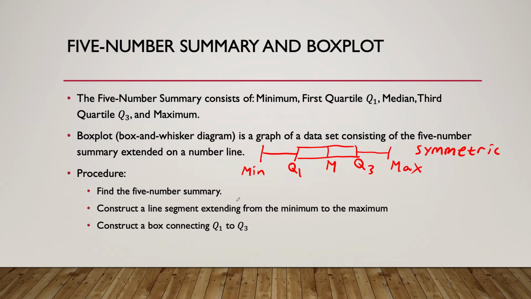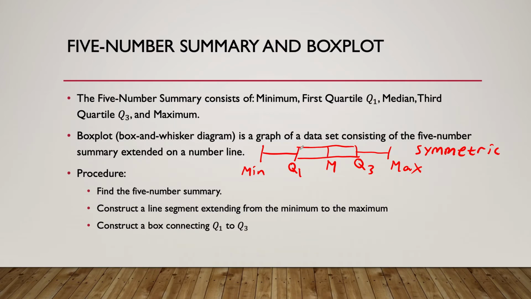We have a 5-number summary as a type of data analysis that we could use. And that consists of the minimum, first quartile Q1, median, third quartile Q3, and maximum. A box plot is basically a graphical version of the 5-number summary. Another word is box and whisker diagram. It's a graph of a dataset consisting of that 5-number summary, extended along a number line, such as this example here, which is of a symmetric box plot.